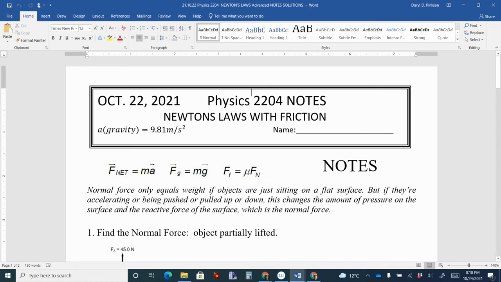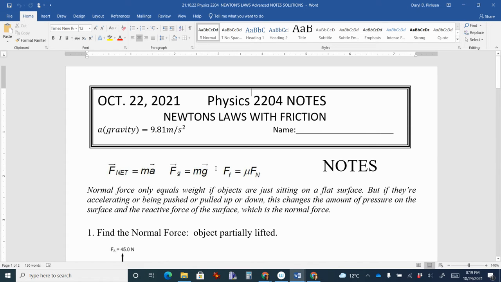And the force of friction is equal to mu, that's the coefficient of friction. Remember, it's a decimal, but it's actually a percentage, multiplied by the normal force. The normal force is the reactive force of the surface pushing back against pressure put on it. When an object is just sitting, normal force only equals weight if objects are just sitting on a flat surface. But if they're accelerating or being pushed or pulled up or down, that changes the amount of pressure on the surface and the reactive force of the surface, which is the normal force.